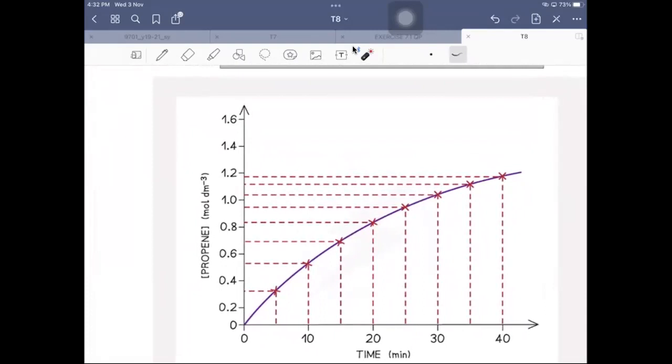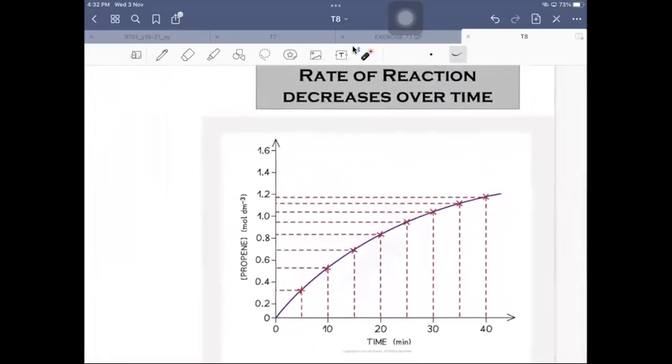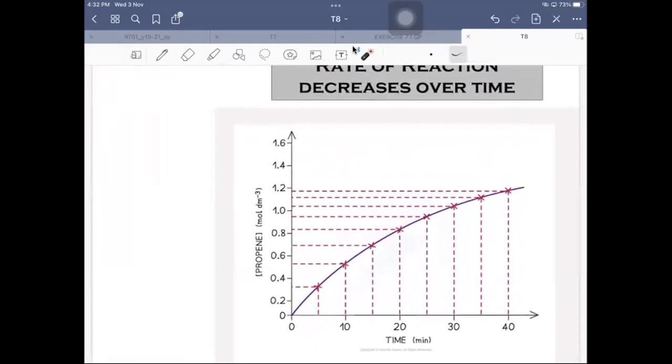Okay, so this is still showing you the concentration time graph. It's showing you that the concentration of product is increasing. Okay, it increases with time.